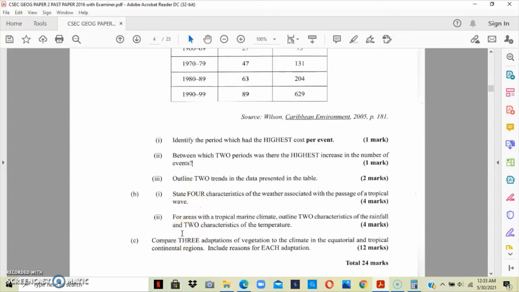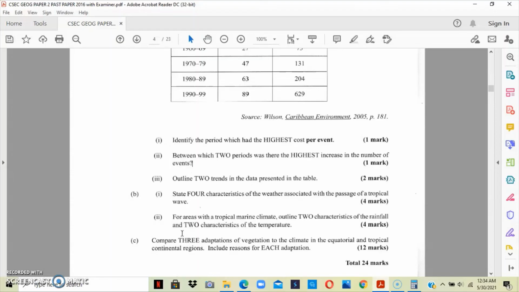Question C asks us to compare 3 adaptations of vegetation to the climate in the equatorial and the tropical continental region. We're to include reasons for each adaptation. So this is a 12-mark question. You're expected to write an essay and you're to include your reasons. Let's look at the equatorial region first.